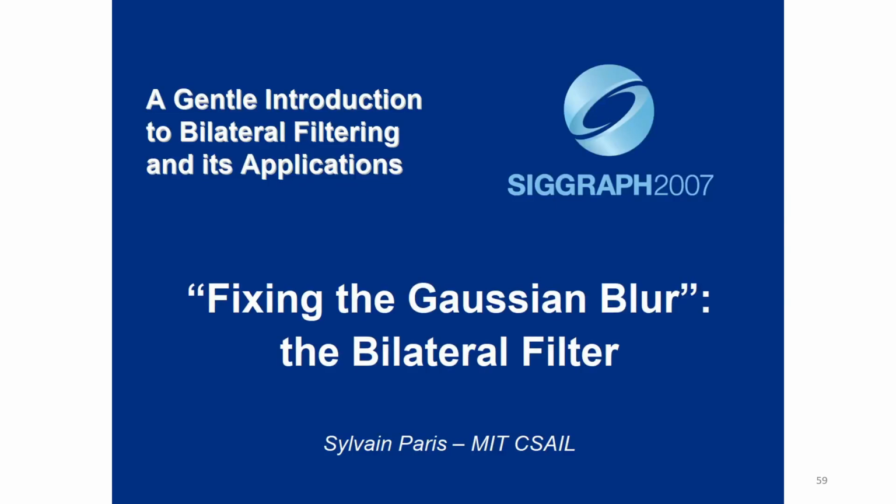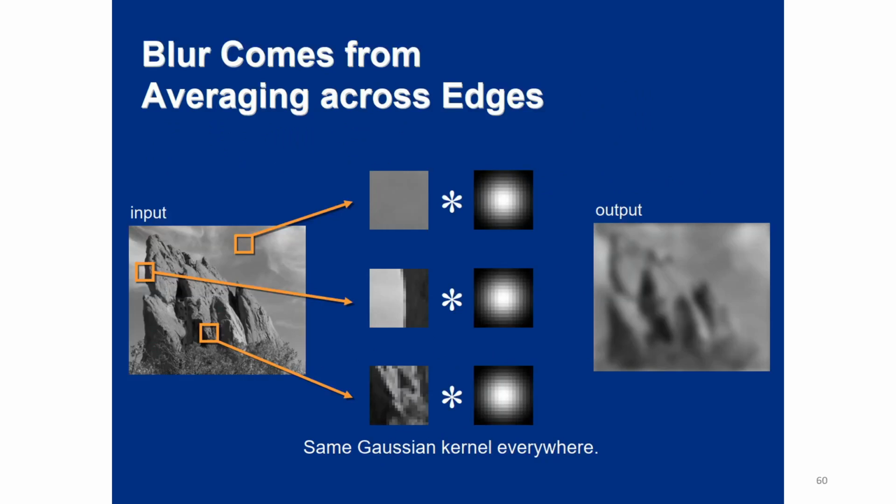I think this is a tutorial course in SIGGRAPH 2007. The lecture is given by Paris from MIT. So let me see. If we just use the Gaussian filter for the smooth region, and this is the Gaussian filter, and for the edge region, and for the texture region, then this is our result. Everything becomes blurred. Okay. So how to solve the problem?